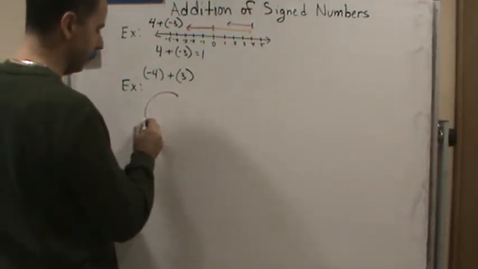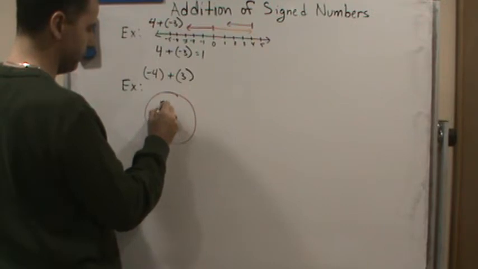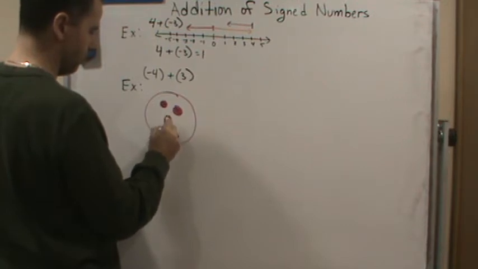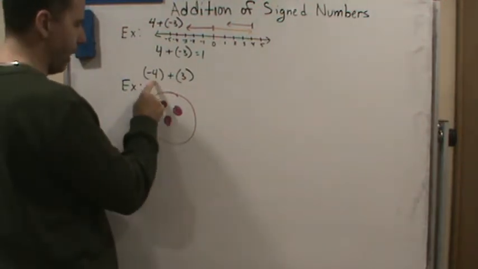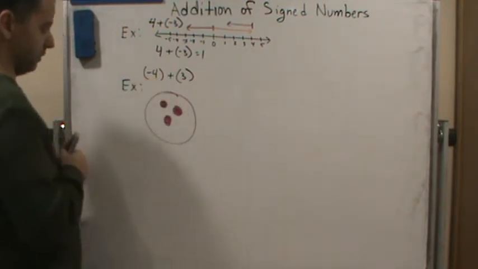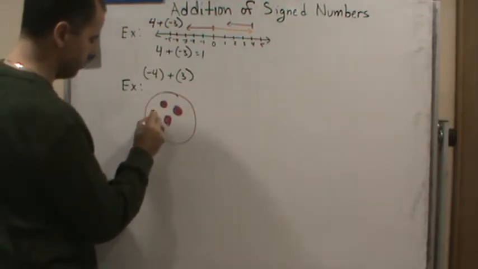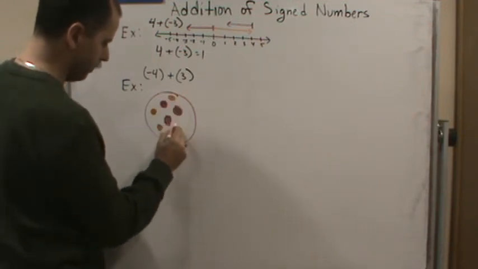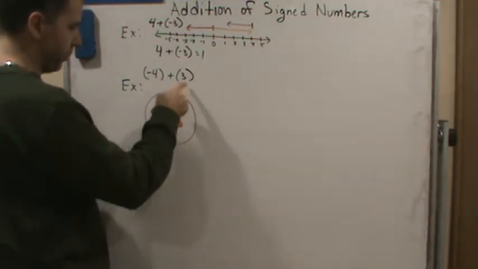Let's say I have 3 chips, right? So the positive 3 means I have 3 chips, okay? And I want negative chips, so plus 4 negative chips. Well, 4 negative chips, let's represent those with these. Okay, so now I've got 4 negative chips with 3 positive chips.